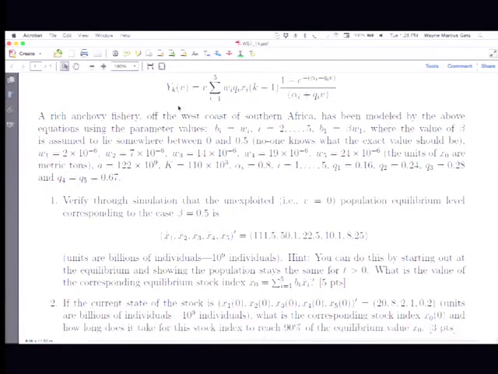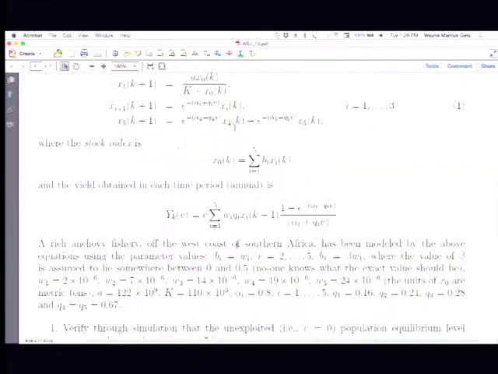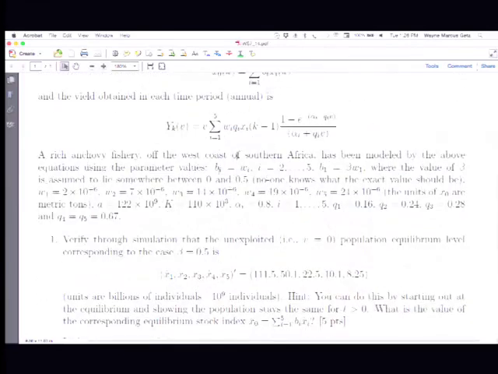One day. Okay, so this is a rich anchovy fishery of the west coast of southern Africa. It has been modeled by the above equations. And here, the parameters WI and BI are the same. So BI equals WI, except for B1. What I'm saying is that the fecundity of individuals is proportional to their weight. So this is a relative index, except when they're 1-year-olds.